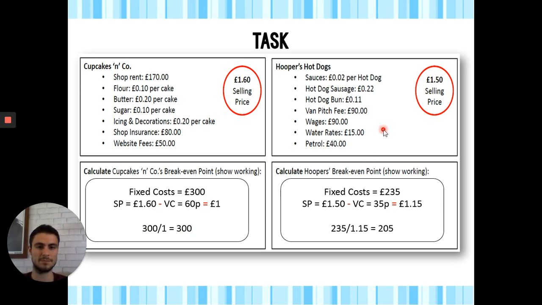On the right-hand side, the hot dogs, fixed cost was £235. Selling price, £1.50 here. Take away 35p per hot dog. So £1.15. So then it's 235 divided by 1.15. So they need to sell 205 hot dogs to break even. If they sell less than 205, so 204 or less, they would make a loss. If they sell 206 or more, they'll make a profit.